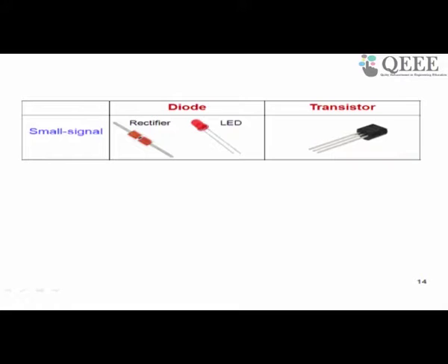There are two types of devices shown here. One is diode, which has two terminals. A diode is used for rectification. It is also used as a light emitting device, LED. There are other applications of diode also, we have not shown here.